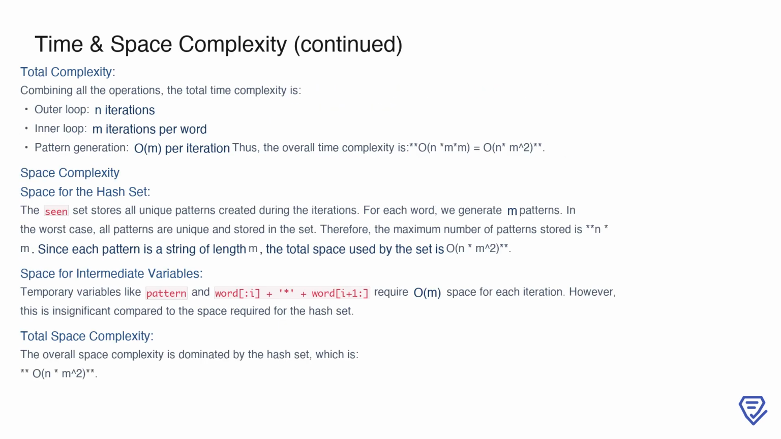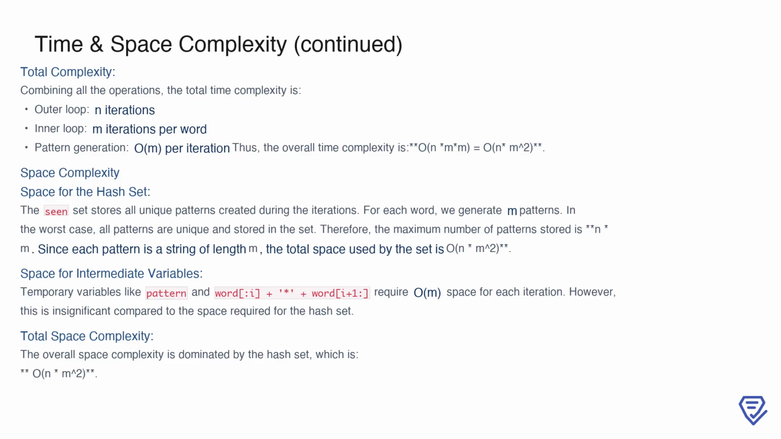Now let's combine all these components to understand the total time complexity. The outer loop executes n times, and within each iteration, the inner loop runs m times, generating patterns for each word. Since each pattern generation takes m time, the total time complexity is n*m*m, which simplifies to n*m squared. Moving on to space complexity, the hash set plays the dominant role. The set stores all unique patterns created during the iterations. For each word, m patterns are generated, and in the worst case, all these patterns are unique.